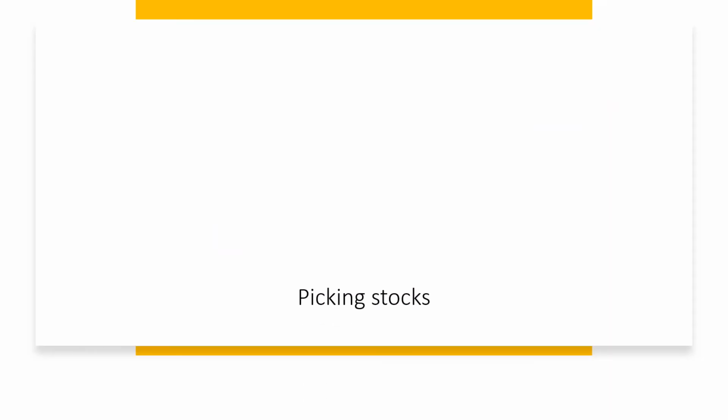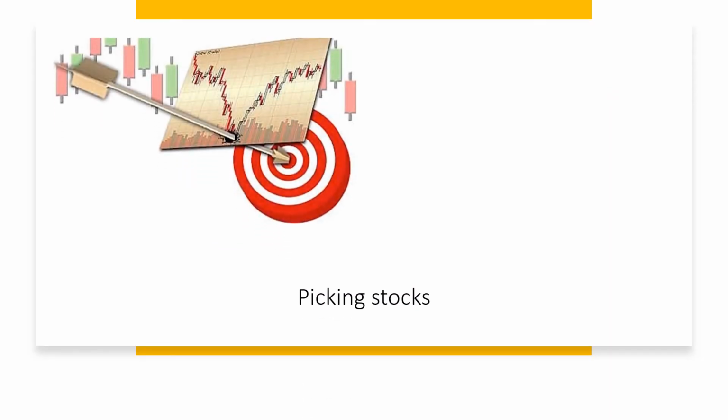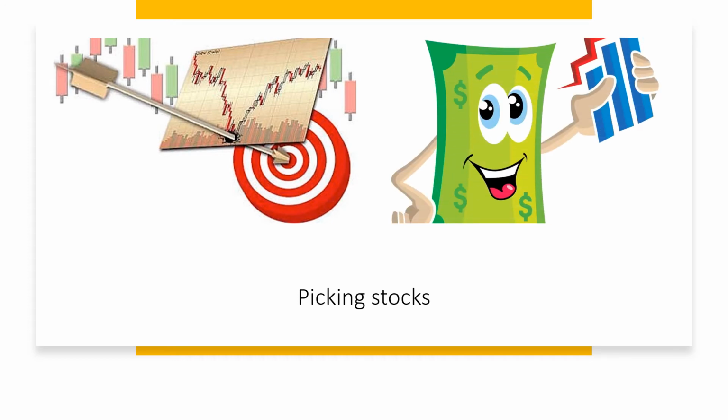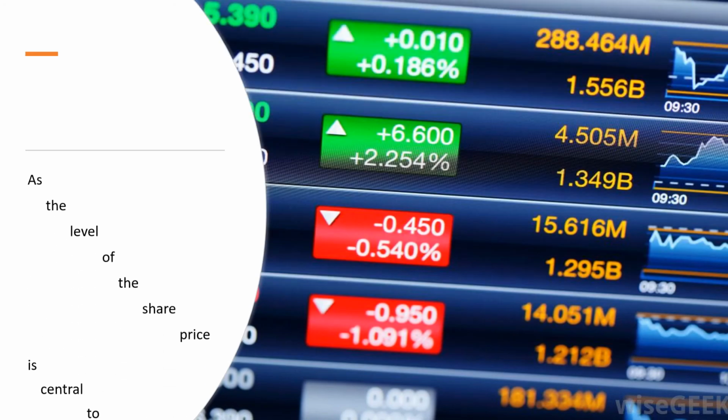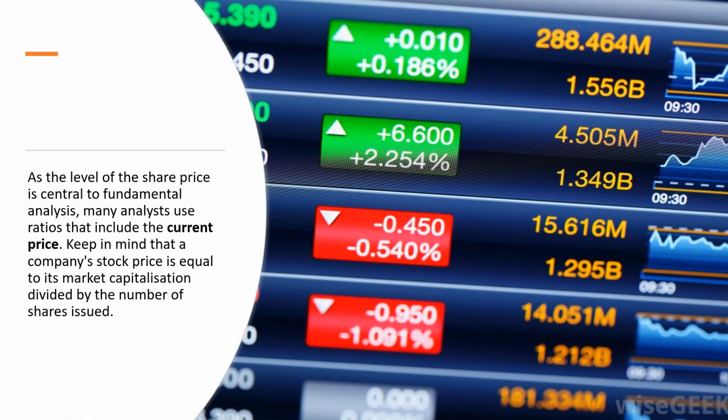Picking stocks. Over time you'll develop your own preferred methods for choosing what to trade. Opinions differ about which data and ratios are the most significant, although some are commonly considered important. For example, we mentioned the debt-equity ratio earlier in this course, and you might also look at price sales, a valuation metric calculated by dividing a company's market capitalization by the most recent revenue number. As the level of the share price is central to fundamental analysis, many analysts use ratios that include the current price. Keep in mind that a company's stock price is equal to its market capitalization divided by the number of shares issued.